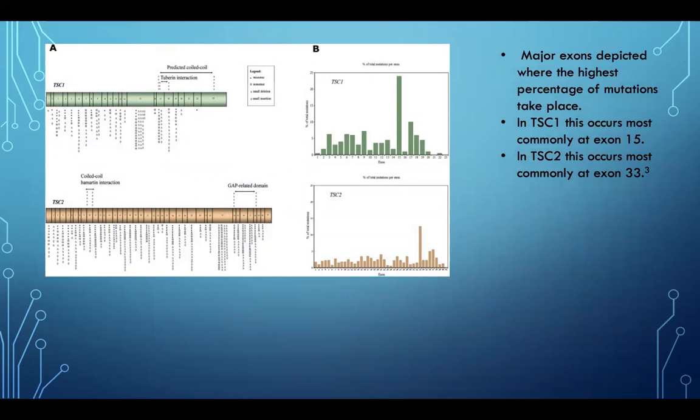This image shows both the TSC1 and TSC2 gene structures. To the right-hand side, we see bar graphs depicting the total percentage of mutations for each exon. In TSC1, exon 15 is the primary point of mutation, whereas in TSC2, we see the highest percentage of mutations occurring on exon 33. And I do apologize, I did try to get this image to be bigger, but then it began to get blurry, and you really couldn't see clearly these structures, which I felt was really important.